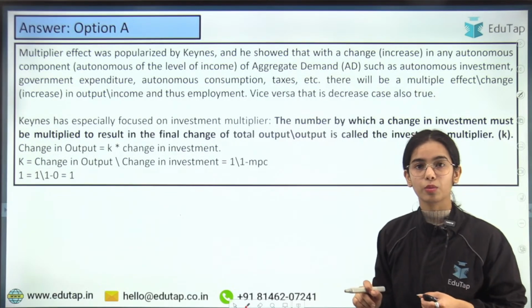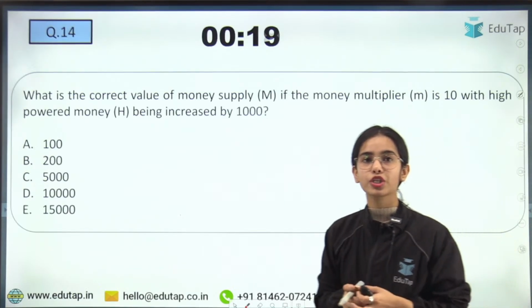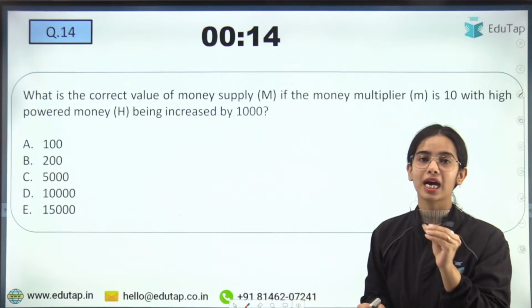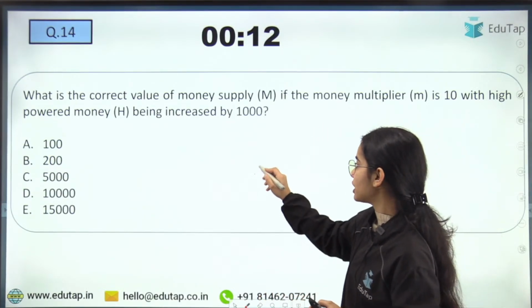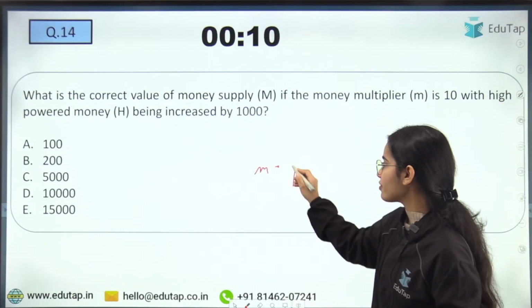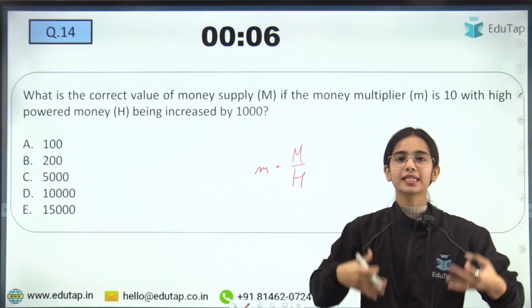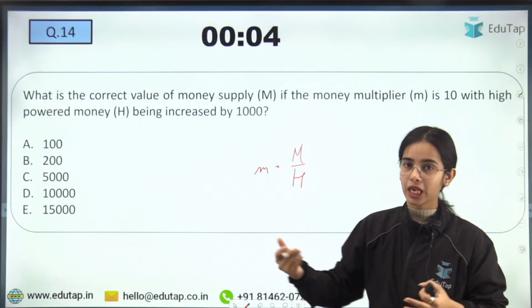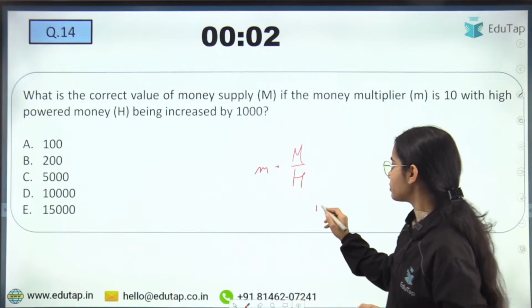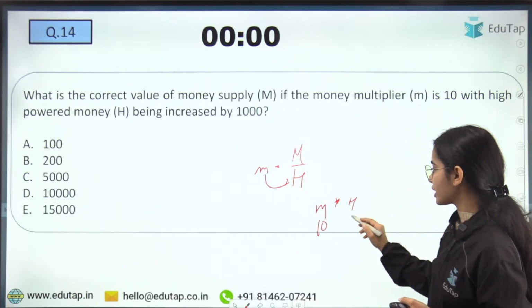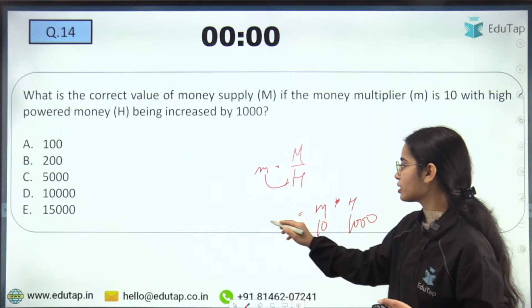Yes, Gopal. Correct. Now coming to the next question: what is the correct value of money supply if the money multiplier is 10 with high powered money? Basically, the money multiplier shows that with the high powered money, the money supply increases by the multiplier effect. So if you have the money multiplier that is 10 multiplied by high powered money that is 1000, you can take out the money supply.